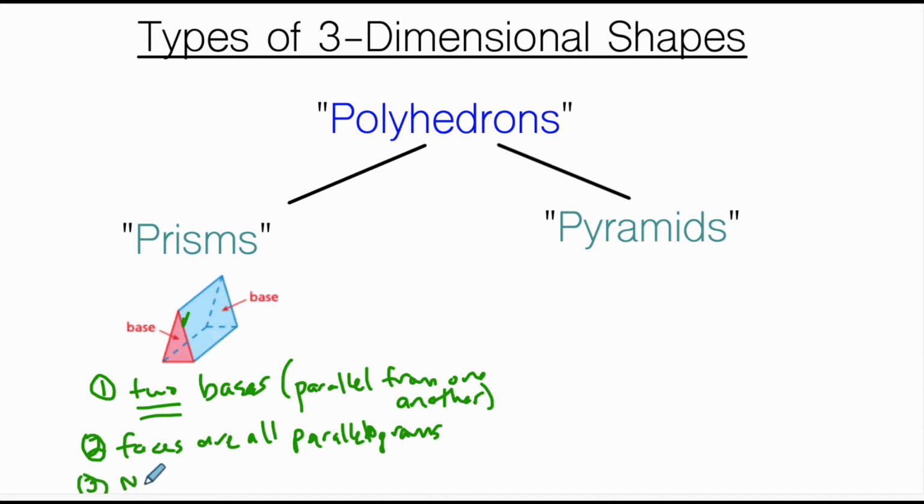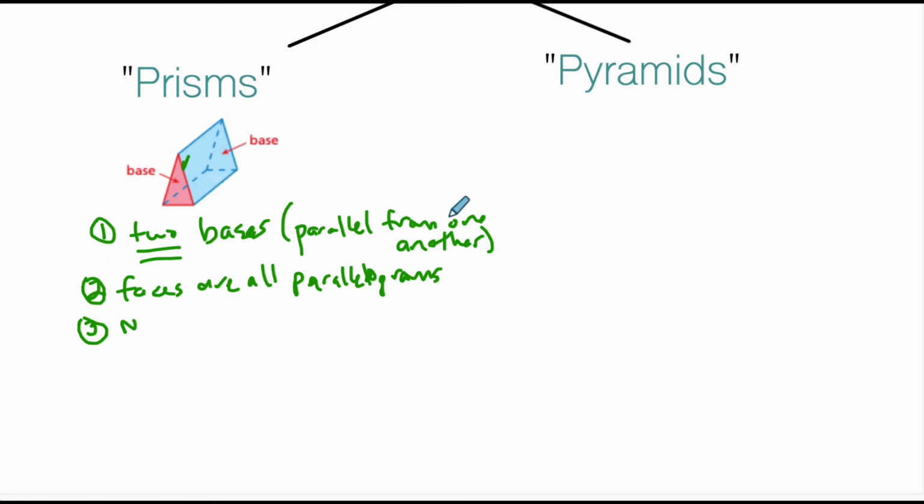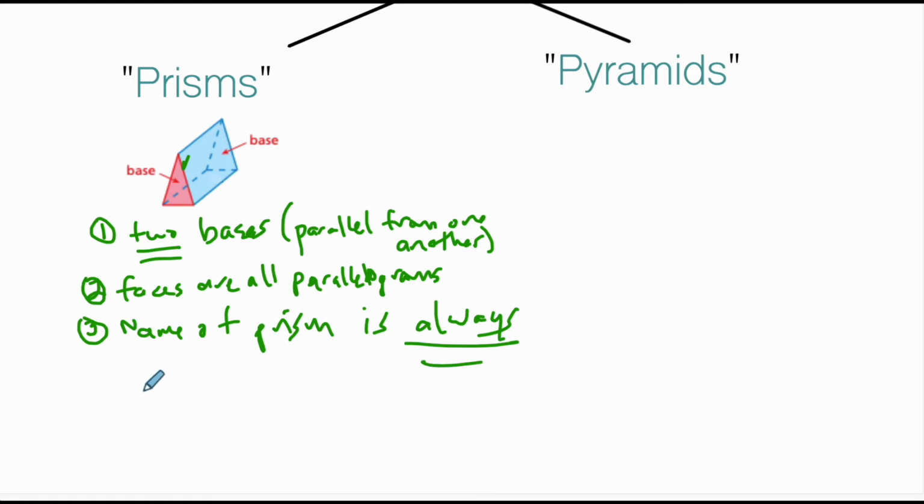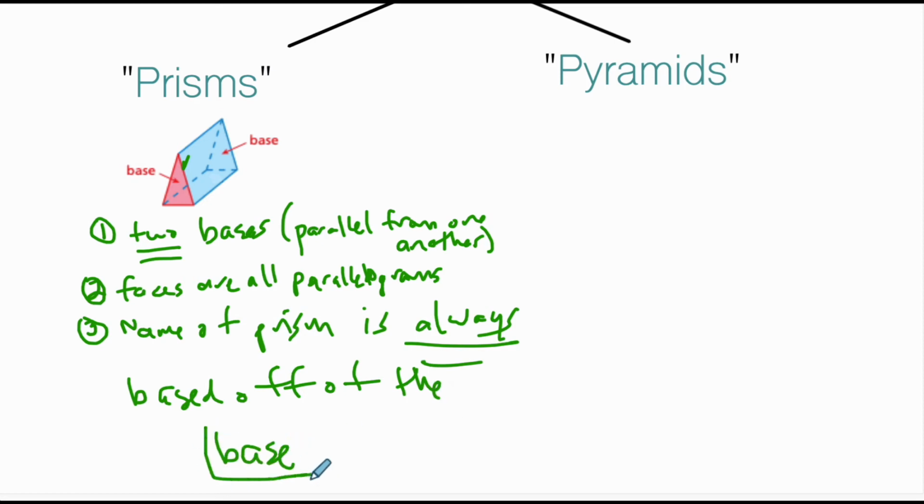a little hard to see down there, the name of the prism is always based off of the base. Whatever shape the base is, that's going to be what the name of the prism is.